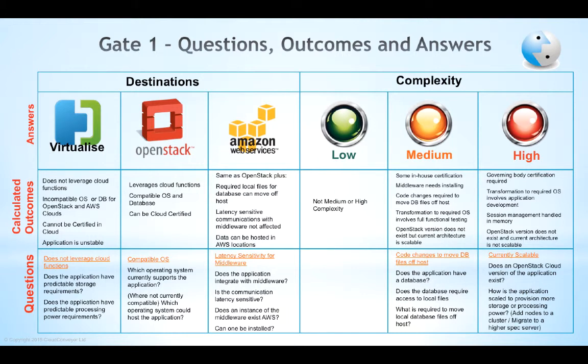For example, virtualization should be considered if the application does not leverage cloud functions. The user of the decision engine may not know what leveraging cloud functions means. Simpler questions are asked that enable the decision engine to calculate outcomes. The engine is configured to only ask questions that help determine possible answers and calculated outcomes. For example, if the application will not leverage cloud functions, the application should only be considered for virtualization. The other targets and associated complexities are no longer possible, so no more questions would be asked.